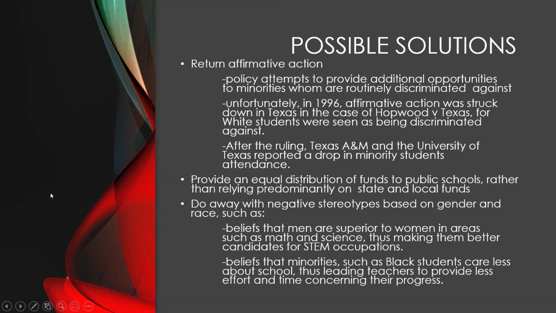Some possible solutions include affirmative action, for it would serve to provide additional opportunities to minorities who are routinely discriminated against. After its discontinuing in 1996, Texas A&M and the University of Texas reported a drop in minority students' attendance. Another option would be to provide an equal distribution of funding to public schools rather than relying predominantly on state and local funds. Resources should be equally allotted on a student count ratio.